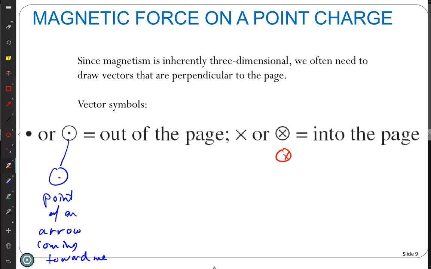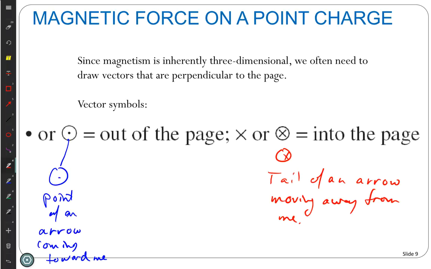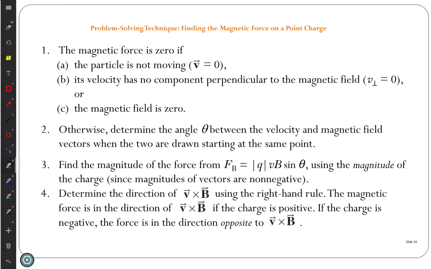This here is supposed to be the tail of an arrow moving away from me. So, going off of Gabriel's last name, that's supposed to be the fletchings of the arrow that we see. When you see those, it's important that you know what they mean, what direction that means. So it's just a nomenclature point.